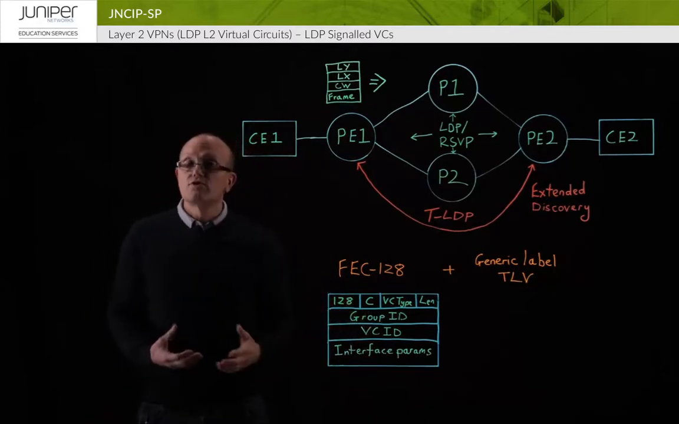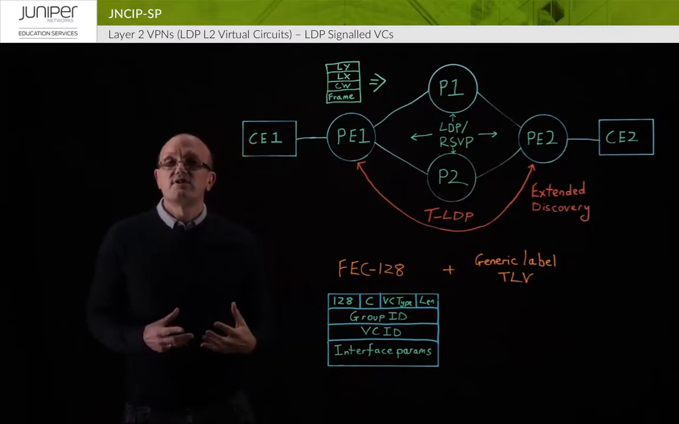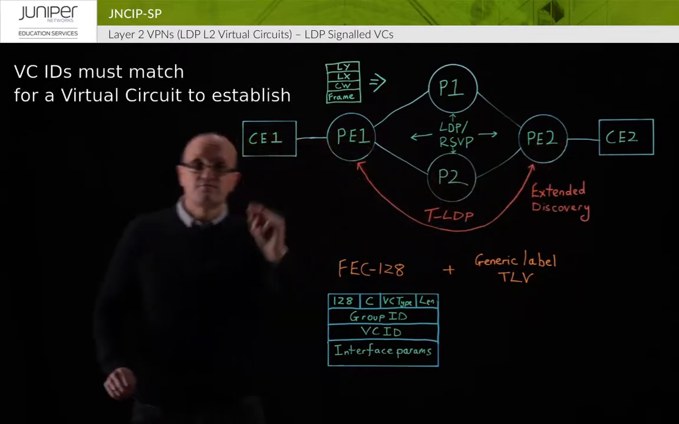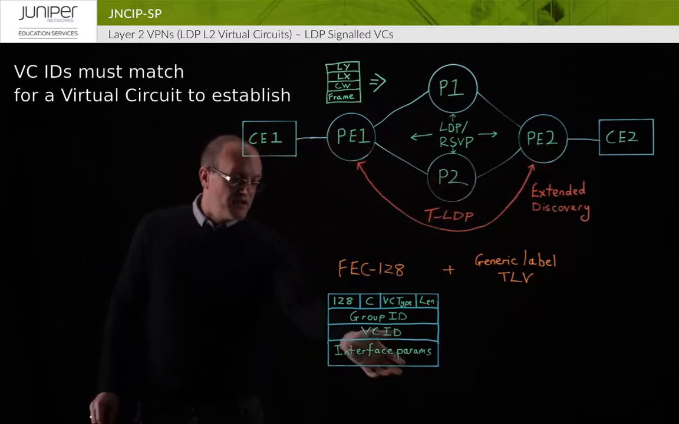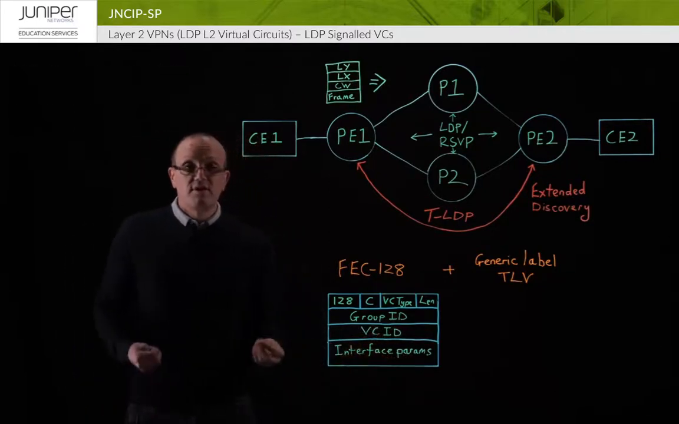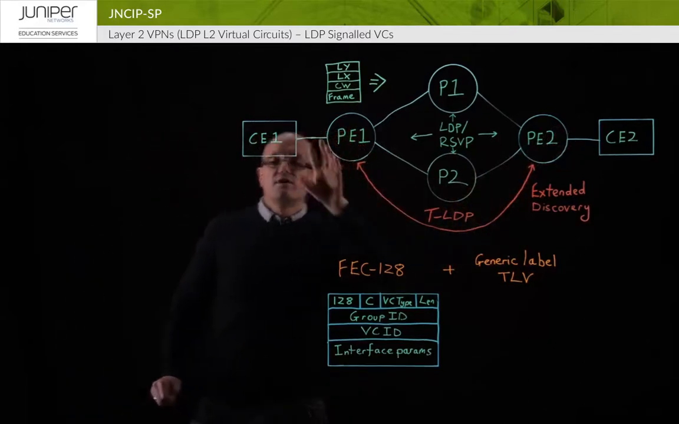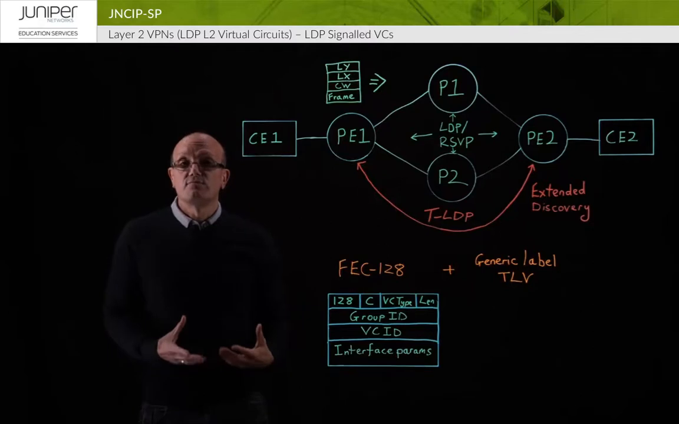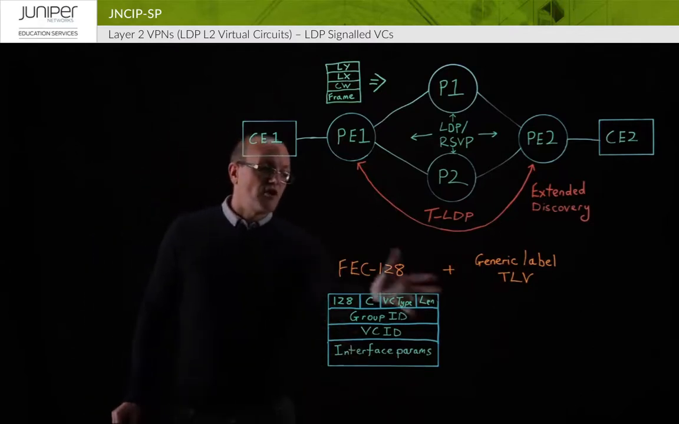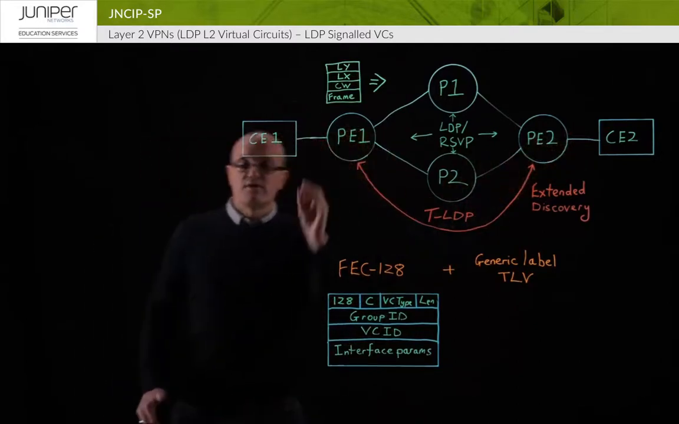Group ID is not used on Juniper devices. Virtual circuit ID is going to be the number that uniquely identifies the virtual circuit that we are attempting to establish. And then interface parameters is a variable field, but it's going to contain information such as the MTU that we would be expecting on that virtual circuit to allow us to be able to detect any MTU mismatch issues, for example. So this is how we're describing the local information relating to this virtual circuit.